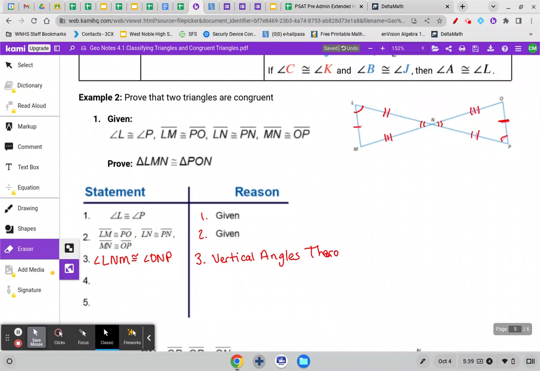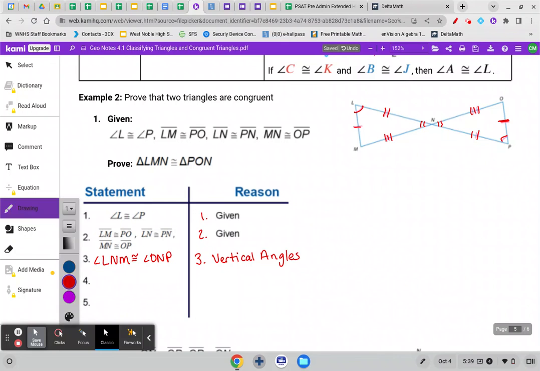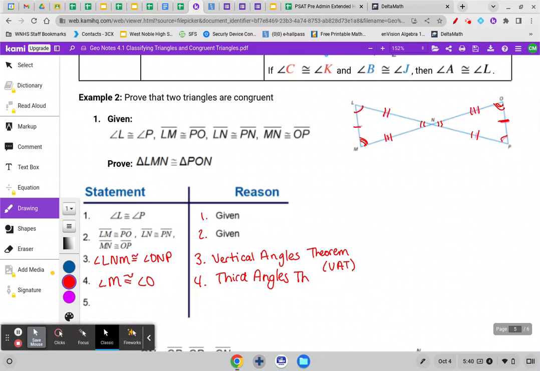Gotta spell it correctly. Okay, so we have our vertical angles theorem here. We're going to use that a lot, so get used to seeing vertical angles theorem. And then that new theorem we just learned, our third angles theorem. Notice we already have two pairs of angles congruent. We just need our third ones congruent. We have a new theorem for that. Angle M is congruent to angle O by the third angles theorem.